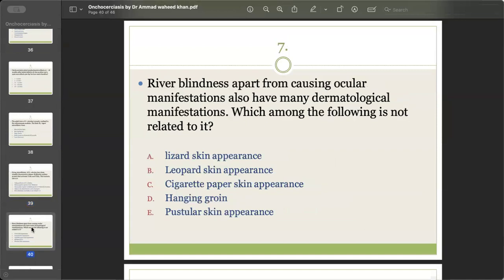MCQ 7: River blindness, apart from causing ocular manifestation, also has many dermatological manifestations. Which among the following is not related to it? Option A, lizard skin appearance. Option B, leopard skin appearance. Option C, cigarette paper skin appearance. Option D, hanging groin. Option E is pustular skin appearance. E is the right answer.